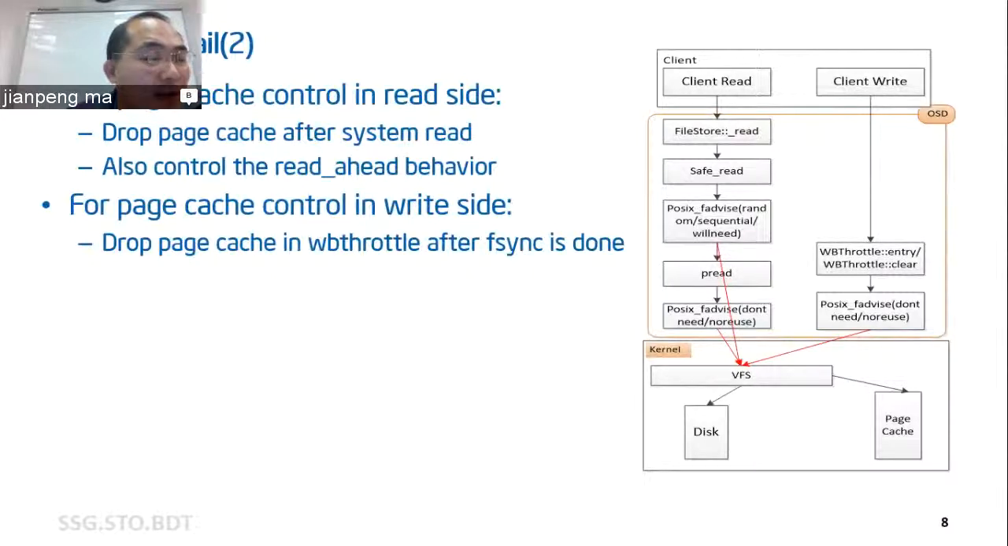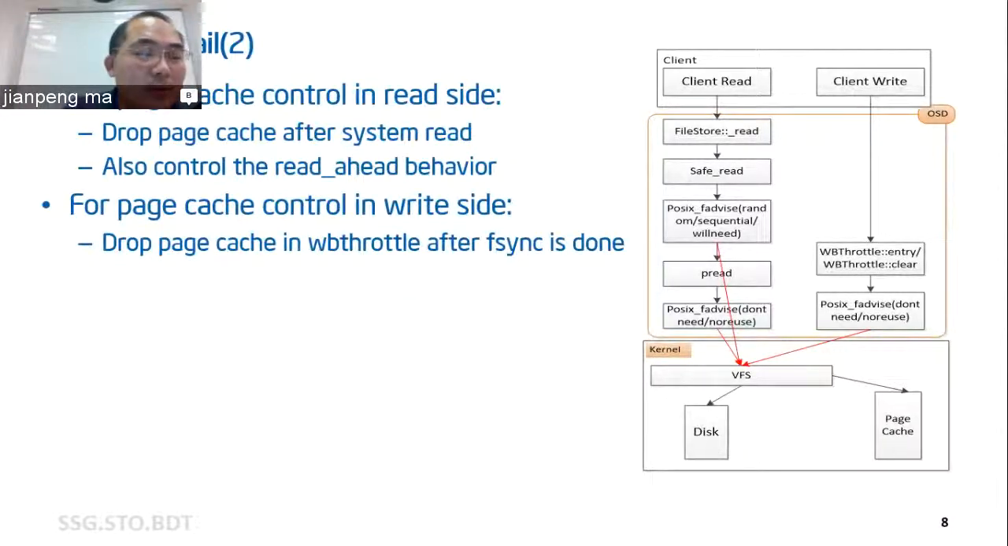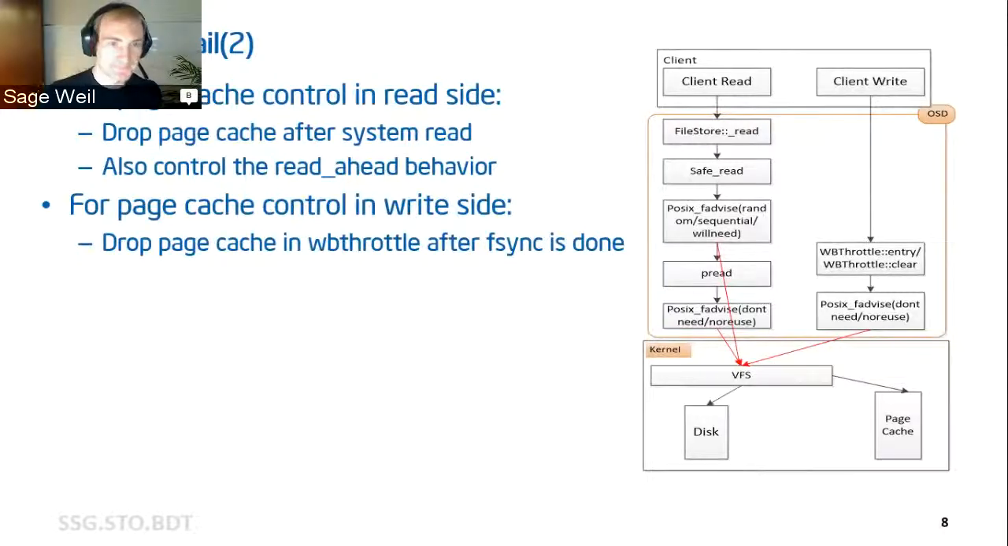For fadvise and the handling in fadvise read, after read we can adopt those flags. For write operation, the main function is whether to let the kernel cache data after sync. Because after sync, the device doesn't cause performance drop, I think. That looks good.